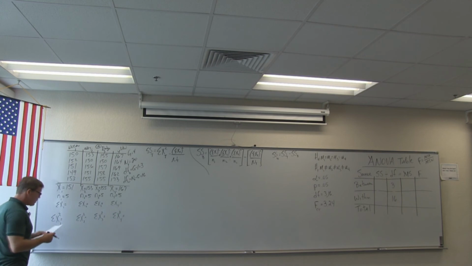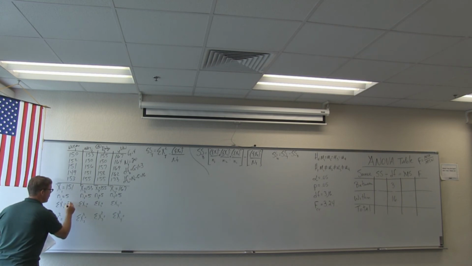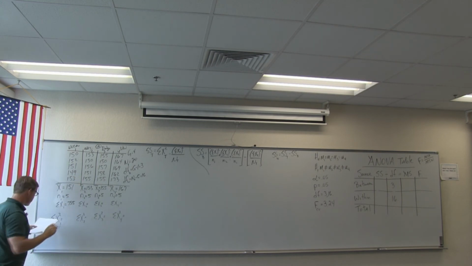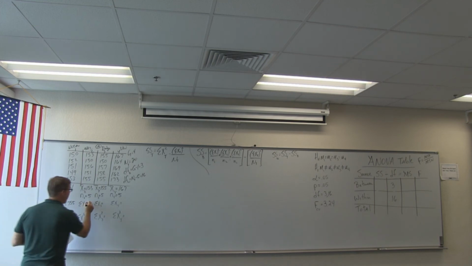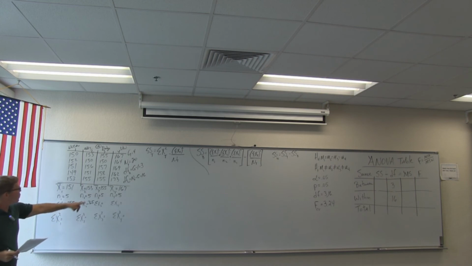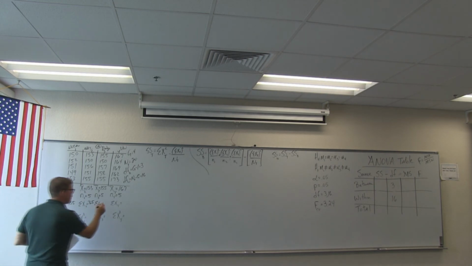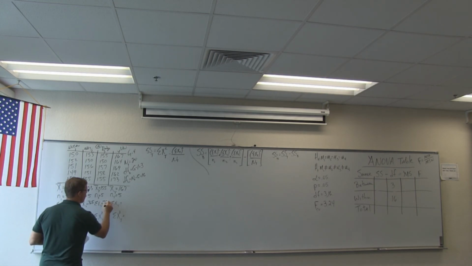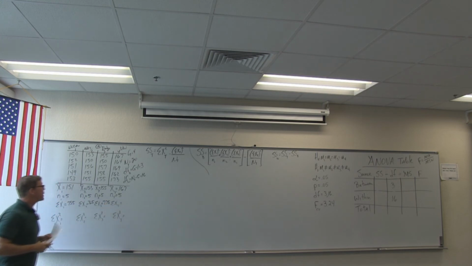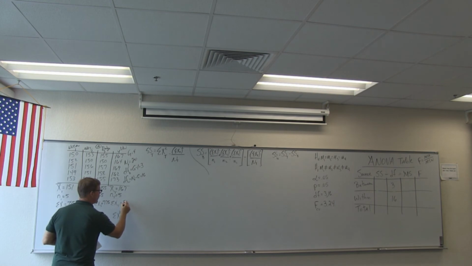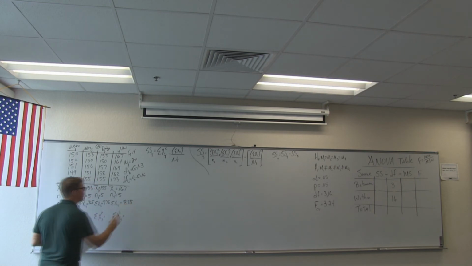Sum x for the first group is 755. Sum x for the second group, 765. The sum x for our third group, 775. Sum x for our fourth group, 835. Simple sum x.